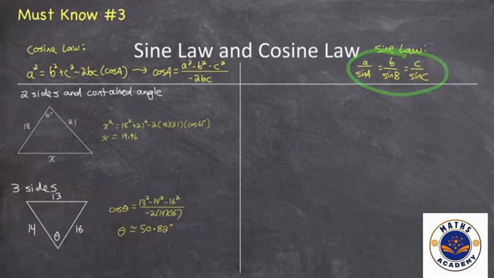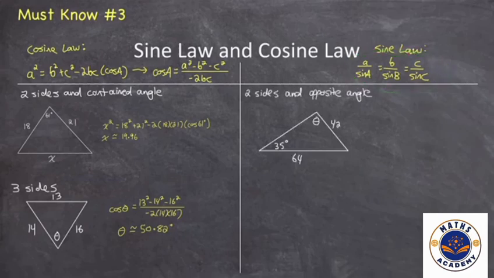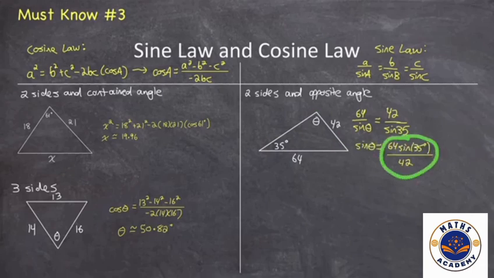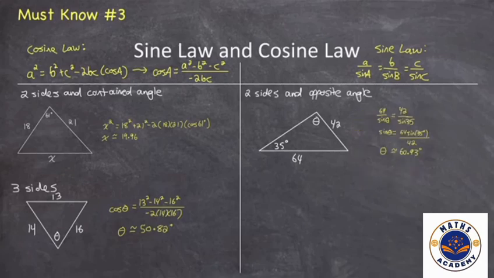Sine law can be used when you know two sides and an angle opposite from one of the two sides. Based on sine law, I know that the ratio of 64 divided by sine of its opposite angle would be equal to the ratio of 42 divided by sine of its opposite angle. And then algebraically, we could rearrange this to isolate sine theta, and then do inverse sine of that ratio, and you would get the angle, which is about 60.93 degrees.